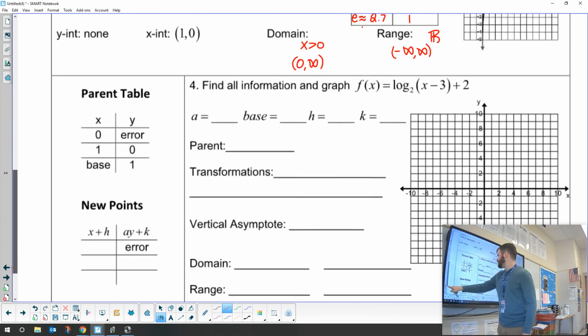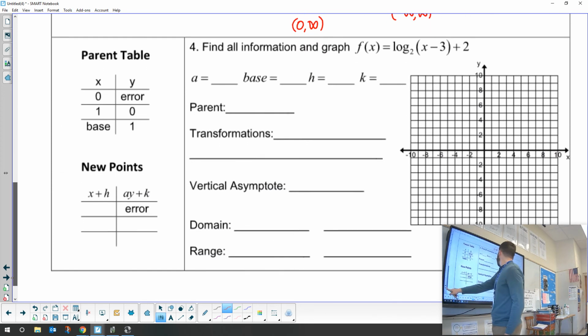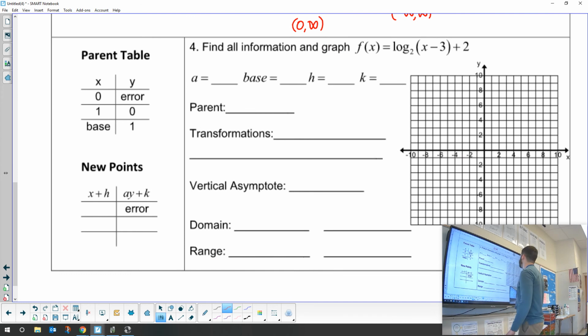Okay, so now let's graph one of these for ourselves. What do you say? So let's start here. First thing we're going to do is list my a, my base, my h, and my k. All right. So my a for this one, there's nothing here. My a is just 1. My base is 2. My h, remember, it's going to be a liar, so my h is 3 and my k is 2. So once we have that information, it's honestly really helpful.